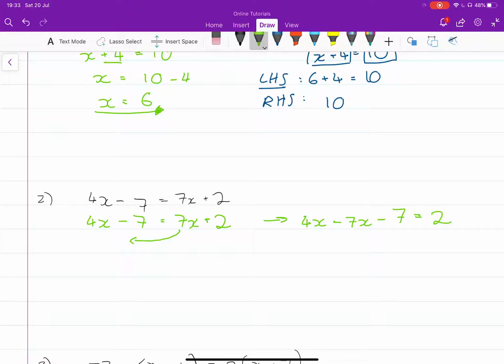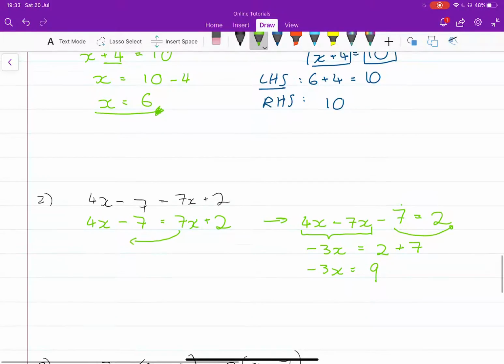Okay, and then I want to take this 7 to this side, so let's simplify this at the same time. So this becomes minus 3x. So 4x minus 7x is minus 3x equals 2. This minus 7 becomes a plus 7 when we take it to that side. So we have minus 3x equals 9.